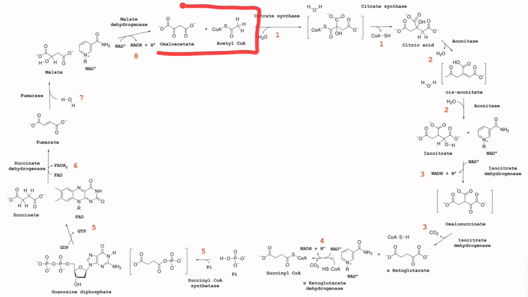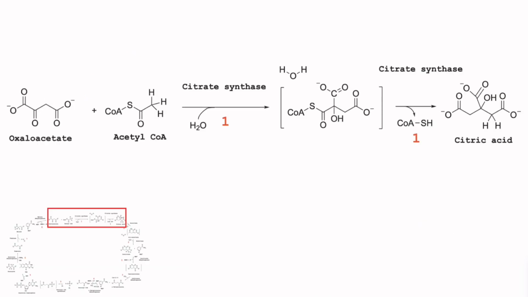Here we'll start with oxaloacetate and acetyl-CoA in the first reaction. First, an aspartate residue is protonated by hydrogen on the acetyl-CoA. The electrons then attack the carbonyl on the oxaloacetate and opens up and becomes protonated to an alcohol. We then form this intermediate with oxaloacetate and coenzyme A.